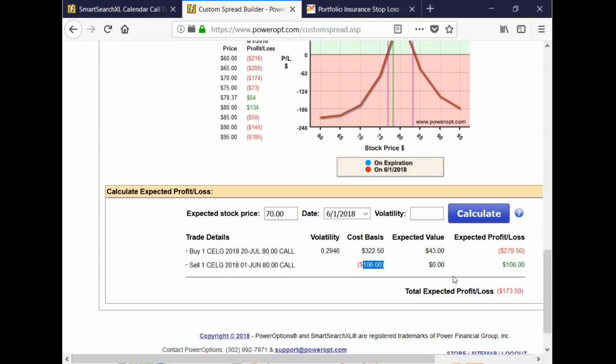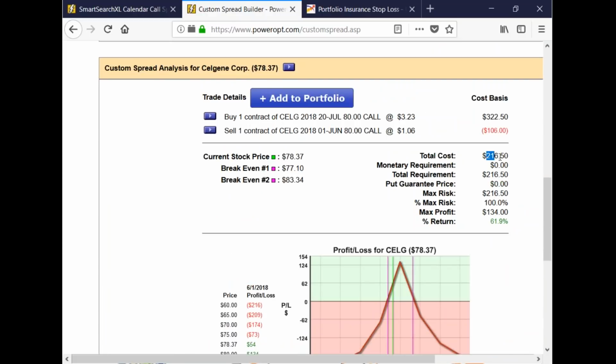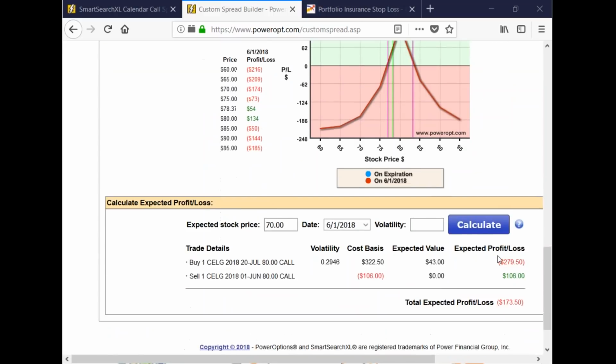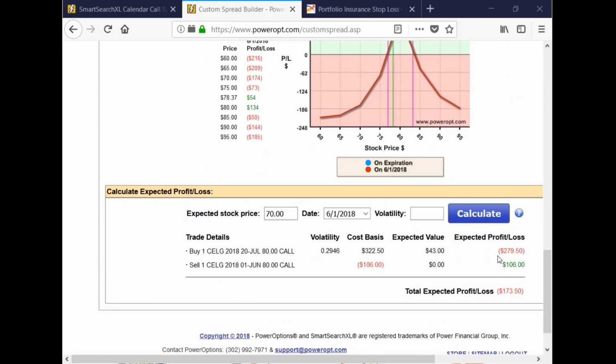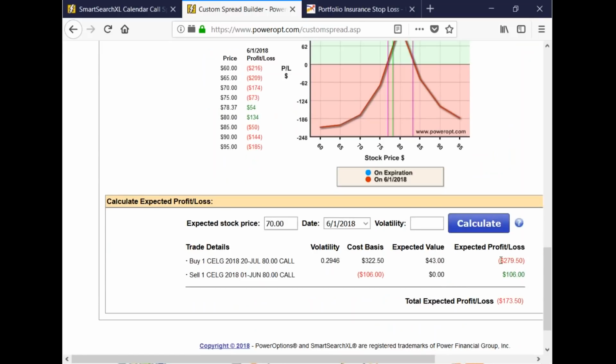Yes, you only had a debit of $2.66, but you're at a loss of $1.73 on an investment of $2.16. What does that come out to percentage-wise? Is it 72? Let's see here. So I'm sorry, what did I say? It was a loss of 173 off of an investment of 216. All right. So that's an 80% loss for an unexpected 10% decline.